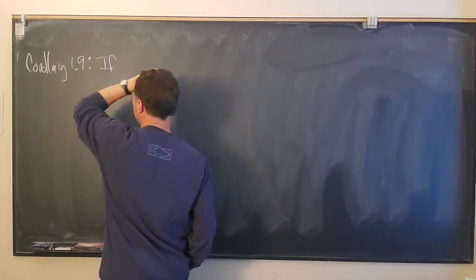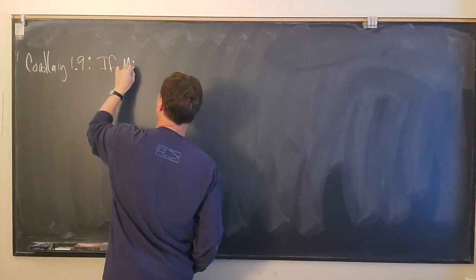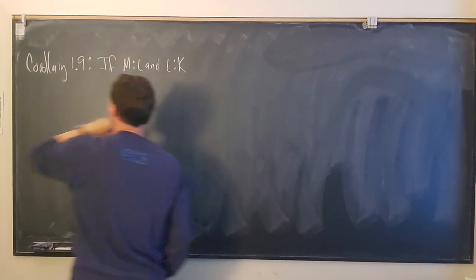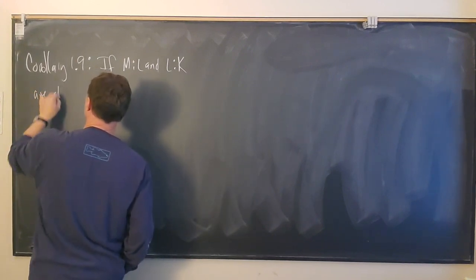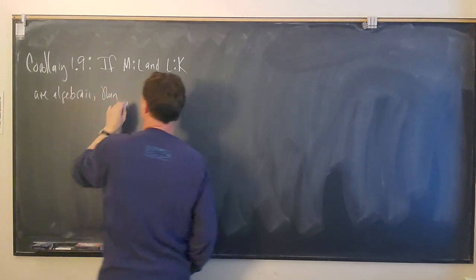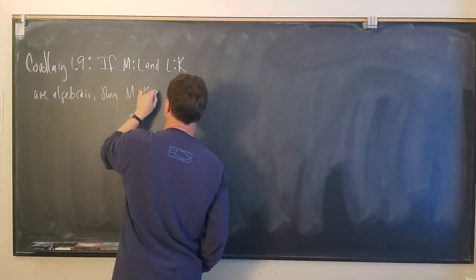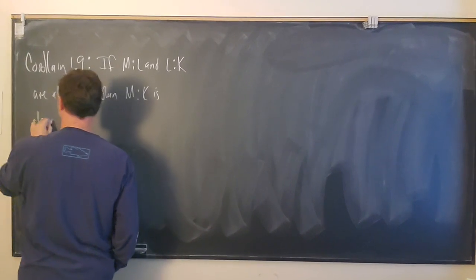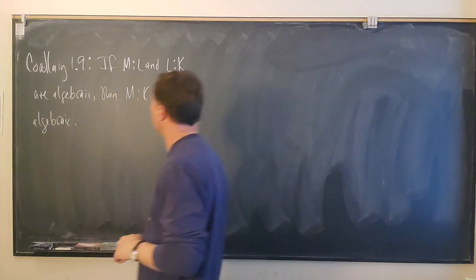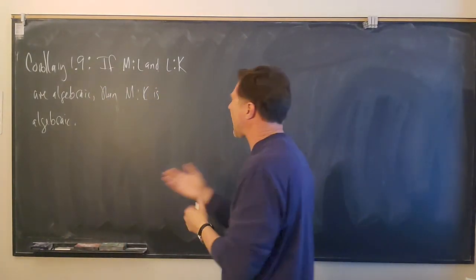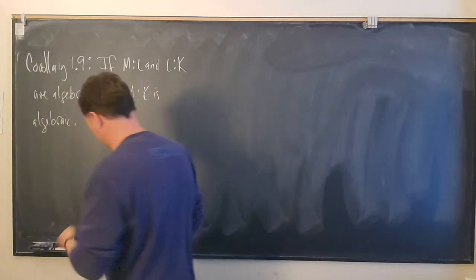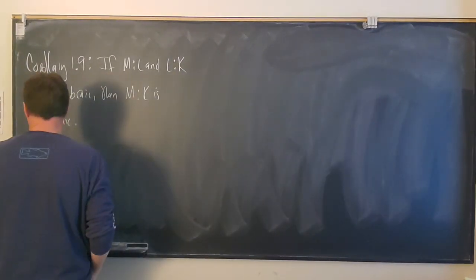So if M over L and L over K are algebraic, then the extension M over K is algebraic. So, I mean, it has kind of Tower Law flavor, and in fact, I don't even know if this is worth putting as part of the proof. I want to prove it in general. So maybe before the proof, so let's say like this.